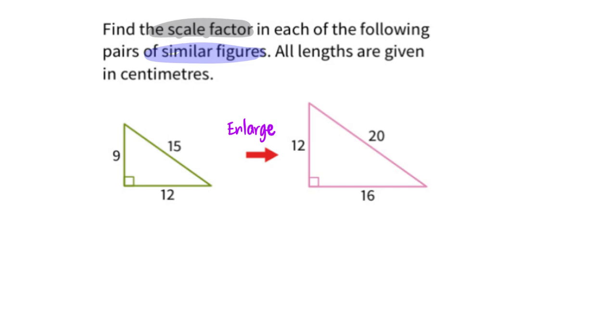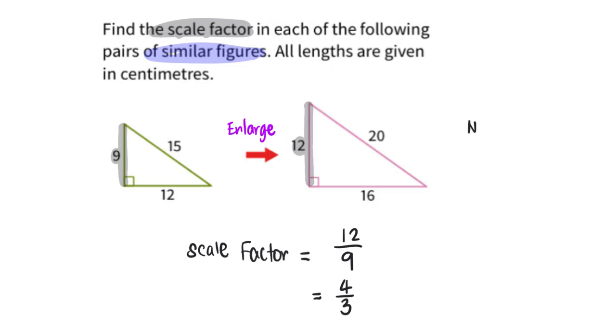and therefore, in order to find the scale factor, we just need to use the enlarged length over, or divide by, the corresponding length of the original one. So in this case here, it will be 12 over 9. And that will give me a value of 4 over 3.